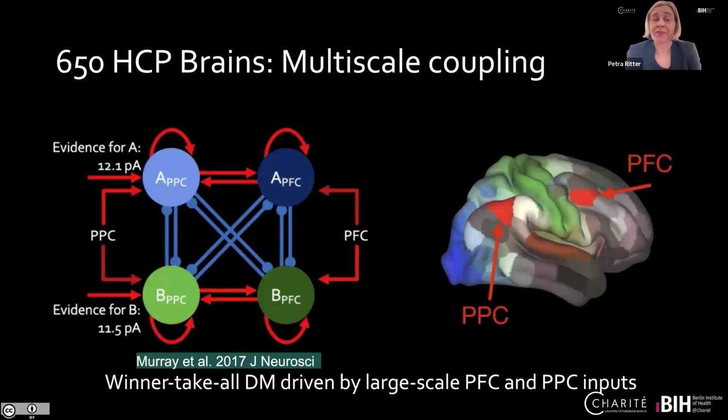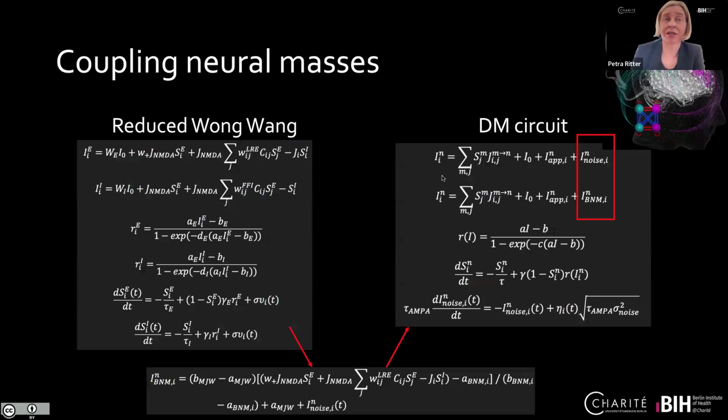So now, if we plug this winner-take-all circuit model that I've shown you previously into these two brain regions of our 650 Human Connectome Project-informed brain models, what happens? How does it look? We used in the brain network model the reduced Wong-Wang model, and these are the equations of the circuit model, the winner-take-all circuit model, and as you can see, they are very similar. So the two models are very well related and also actually developed by the same group, by Wang et al.